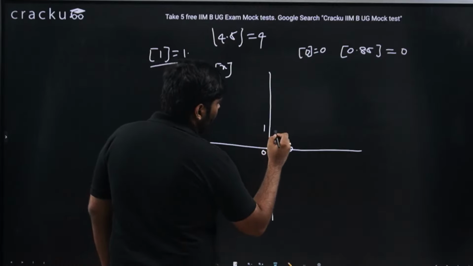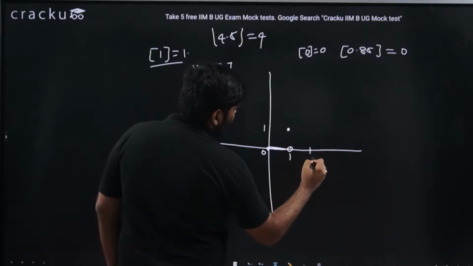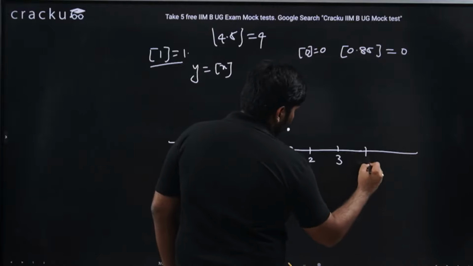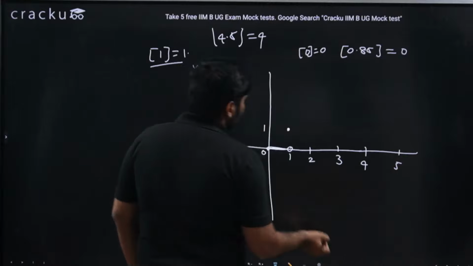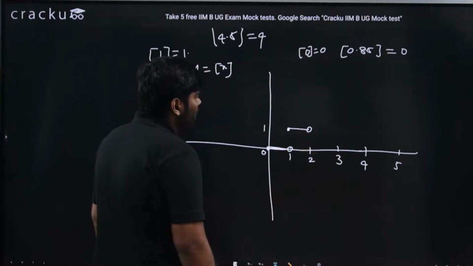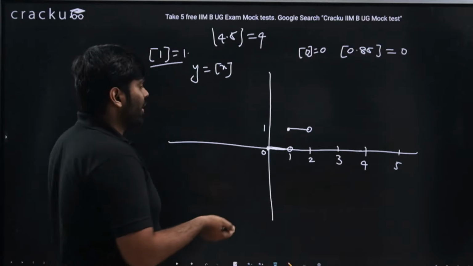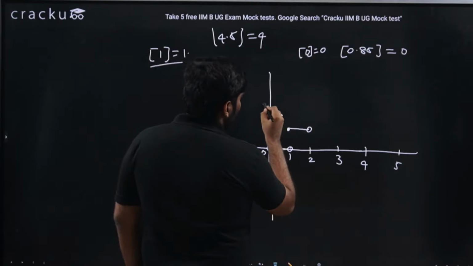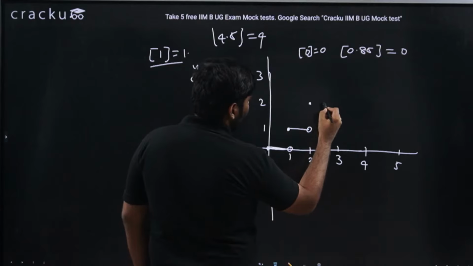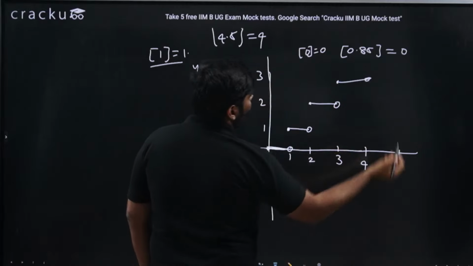So I'll start the next step from x equal to 1. Let's say x equal to 2, 3, 4, 5. From here till 2, any number between 1 and 2, like 1.8 or anything you take, the step value has to be 1. Similarly, here it starts again. For 2 to 3, this will be open. For 3 to 4, this will be open.